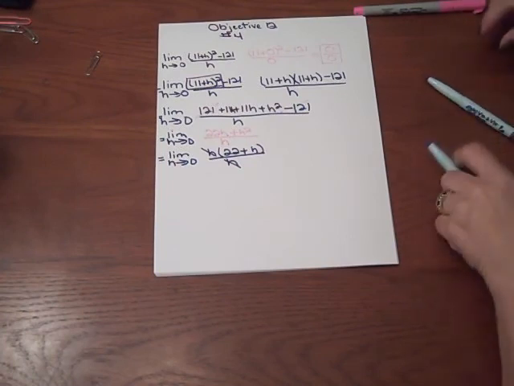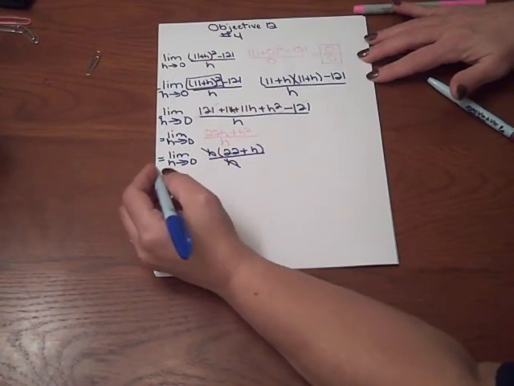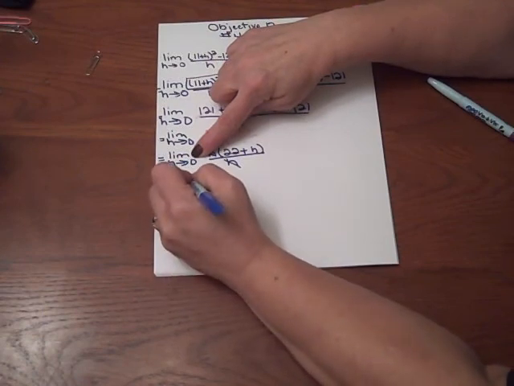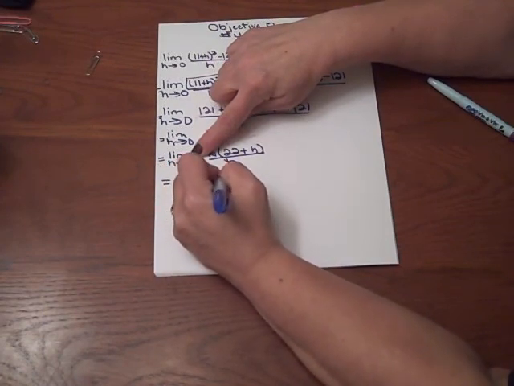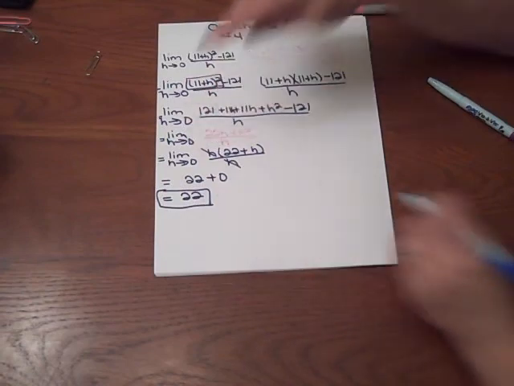And then the final step is to replace h with 0. So now we have 22 plus 0, which equals 22. Your answer is 22.